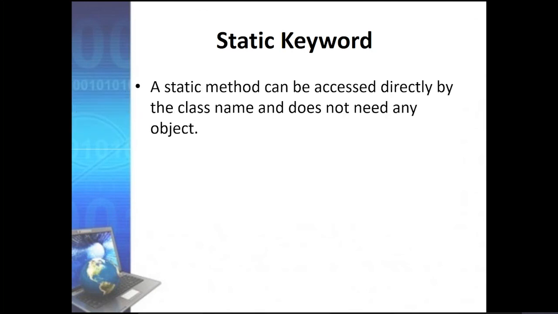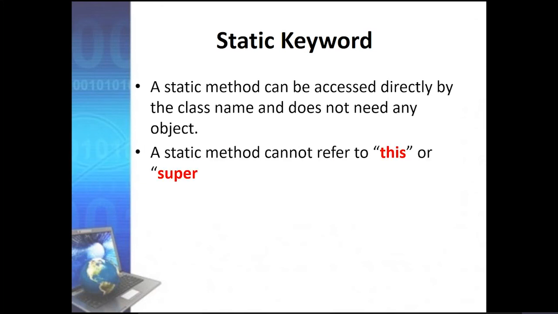So next, we have, okay. A static method can be accessed directly by class name and does not need any object. Okay? So, again, static method, no need for an object. Pwede mo direktang tawagin siya anytime. Okay? Also, a static method cannot refer to this or super.